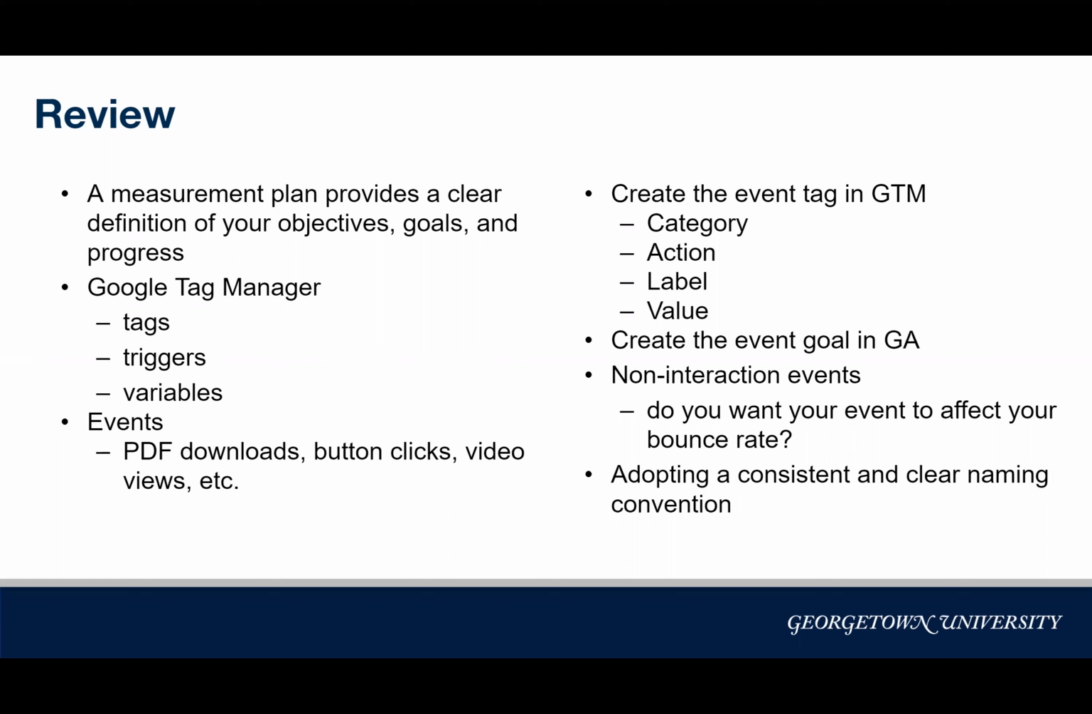We also talked about the steps to creating an event tag in Google Tag Manager and an event goal in Google Analytics, as well as the 4 different components of an event: the category, action, label, and value. We also talked about non-interaction events, so if we wanted our event to have an impact on a bounce rate or not. And of course, the importance of adopting a clear and consistent naming convention for our events and tags.